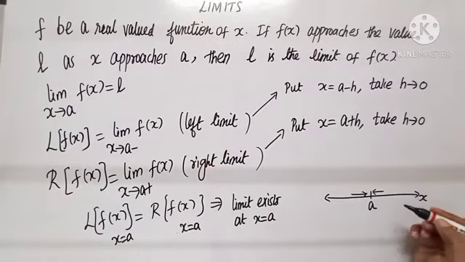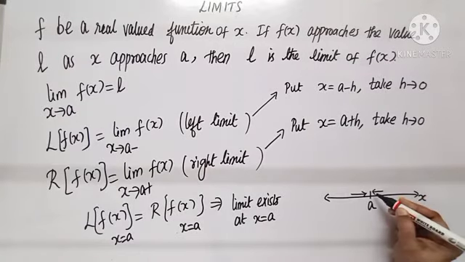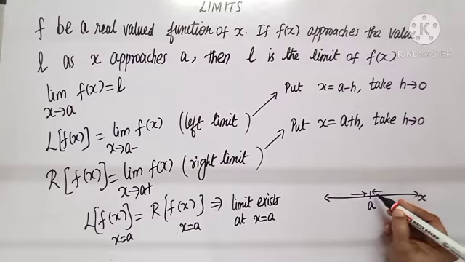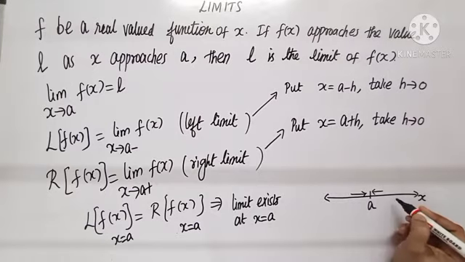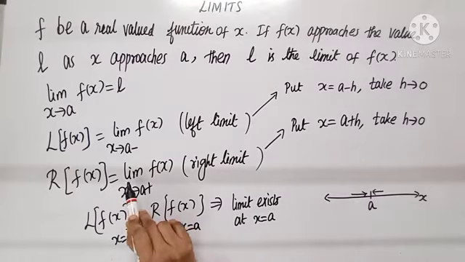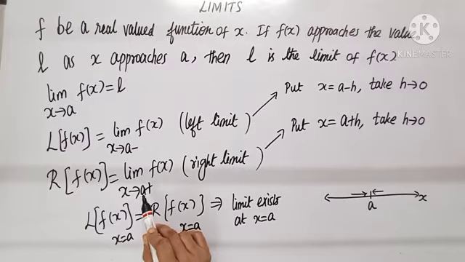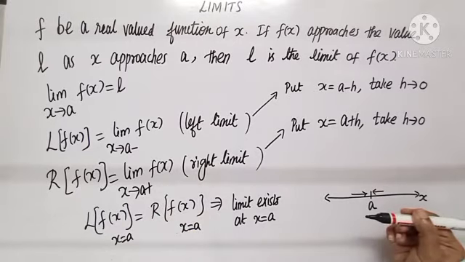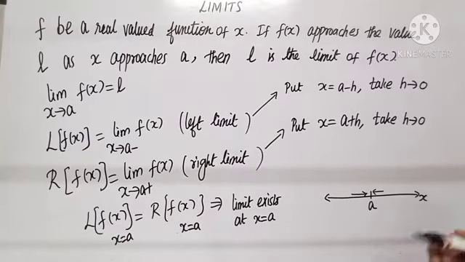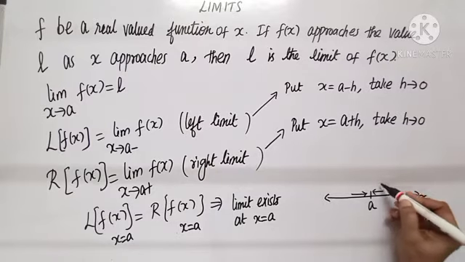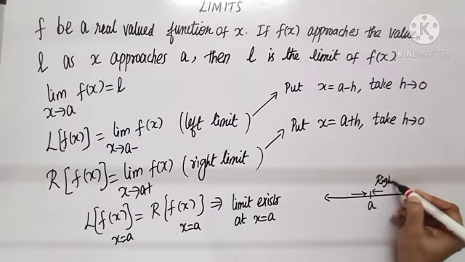Now I said you can approach from right. When I approach from right, it is A plus values. So I call it limit x tends to A plus. That is, I approach A from the right, from the values that are more than A. So this I call right limit.